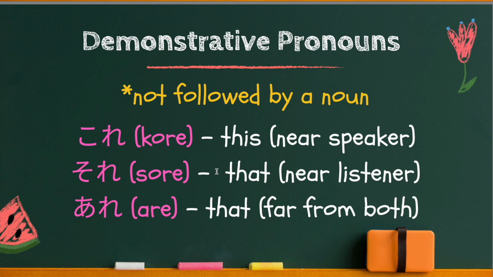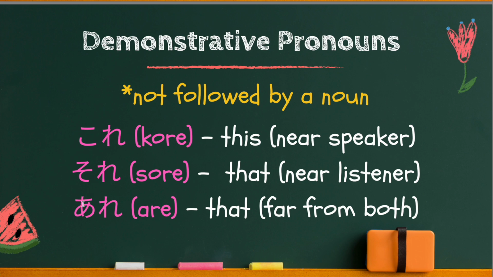それ is that. This is when the thing is close to the listener. So I'm talking to my friend and she is holding a pen and I ask her, what is that? In that case, I would use それ because the pen is close to my friend, the listener.